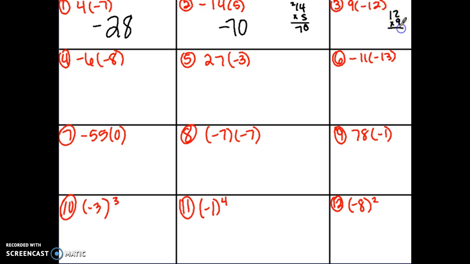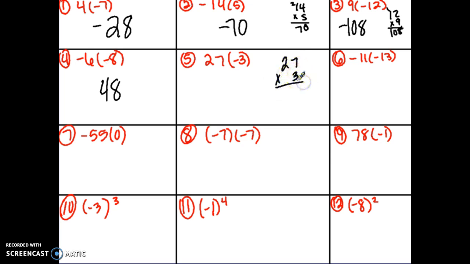9 times 12. 9 times 2 is 18. 9 times 1 plus 1 is 10. My signs are different, so my answer is negative. Negative 6 times negative 8. 6 times 8 is 48. My signs are the same, so my answer is positive.